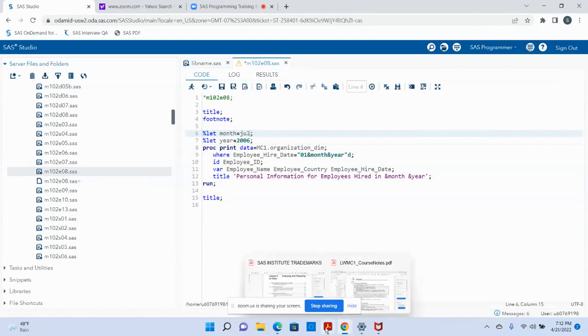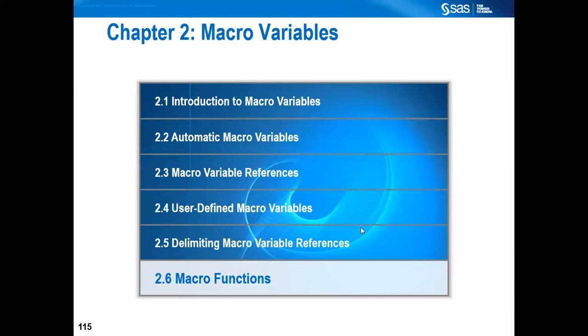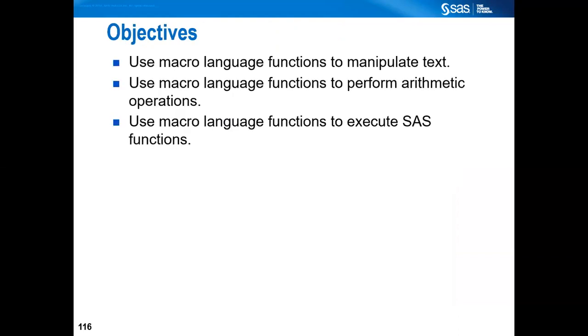Sharmuga, please stop sharing your screen. So now let's work with macro functions. Till date we know what are macro variables, how one can create them, where they are saved, what are the types of macro variables, how they resolve, and how we delimit the macro variables. Now we'll see about the macro functions. We'll use macro language functions to manipulate text, to perform arithmetic operations, and to execute SAS functions.